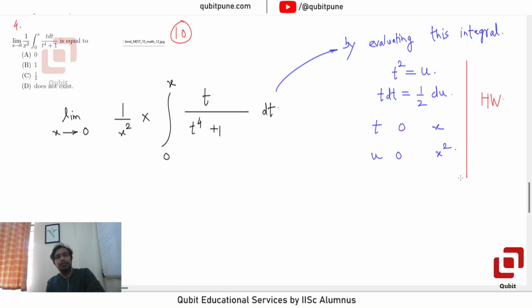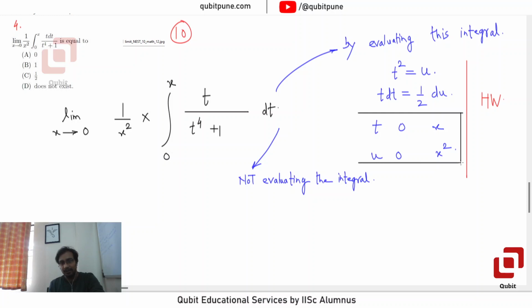I'm going to choose the other method, which is not evaluating the integral. So then how are we going to solve it? Let's think about it now, like what can we do to solve that particular problem without using the evaluation or the value of the integral.